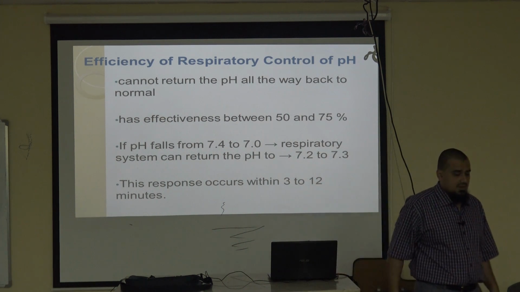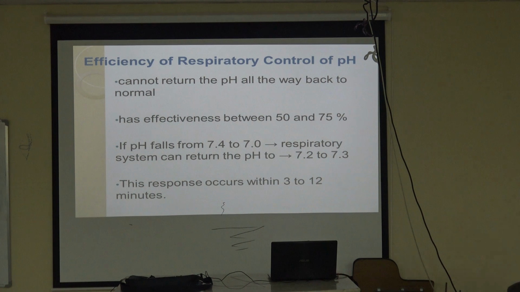Now, I told you that there are three important buffer lines. One is the chemical buffers in the blood. This chemical buffer tries to normalize the pH, but it is not a very powerful buffer. This is a very good buffer because it acts immediately, but the intensity is not very severe. So it cannot normalize big changes, huge changes.